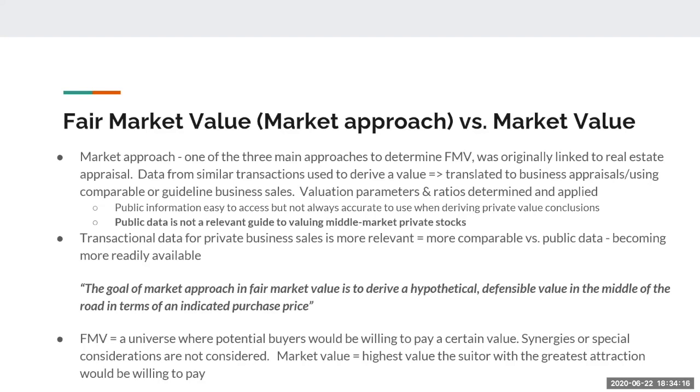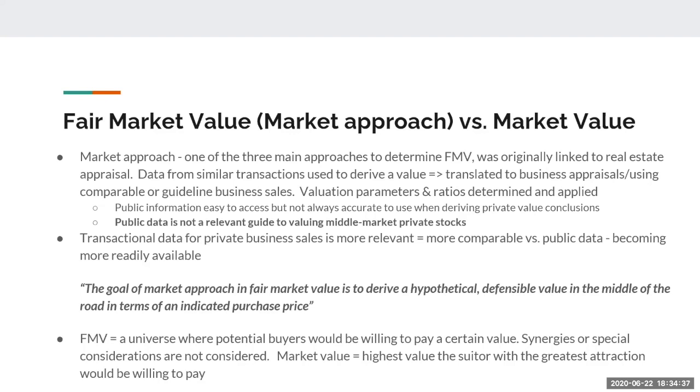So the full market value is a universe where a lot of potential buyers could be willing to pay this certain value, but things like synergies or special considerations are not necessarily factored in, which is very important for private business valuations and calculating market value, because these things obviously do matter.